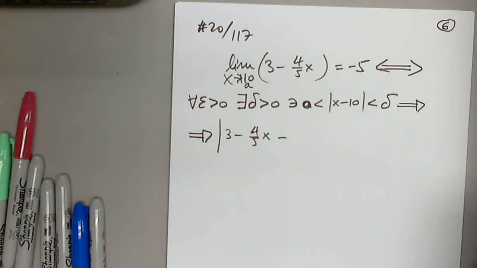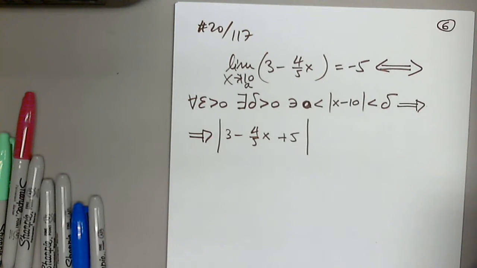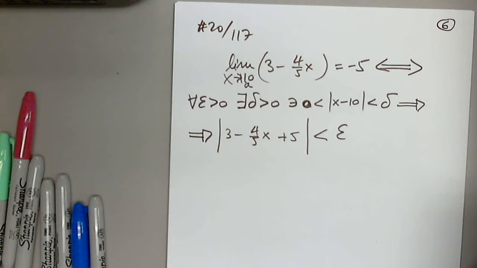Correct. But it's minus 5 in this case, so what do I write? Indeed. This is the distance between f of x and -5. What should it be? For sure, guaranteed. Less than epsilon. Less than epsilon. Awesome. Indeed, that's the answer.